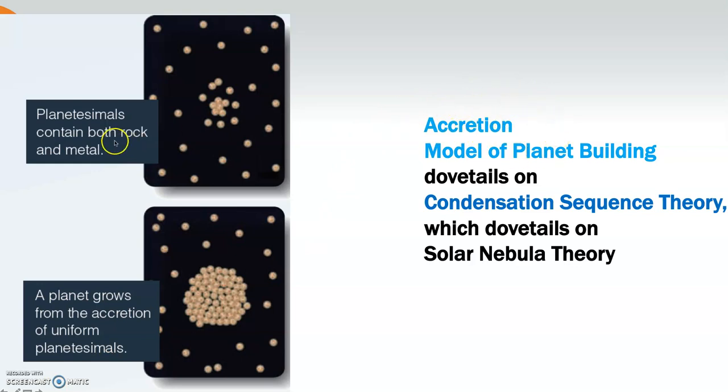And what it says is that the planetesimals contain both rock and metal, as they do on the inner planets, and that the planet grows by accretion of these dust particles. Now, these dust particles grow and stick to each other because of some really low velocity collisions. So it's not dramatic collisions at all, because then they would bounce off of each other. These are low velocity sticking collisions.